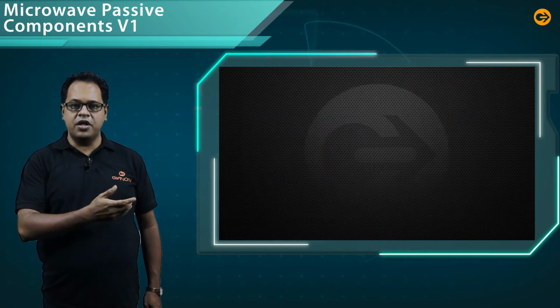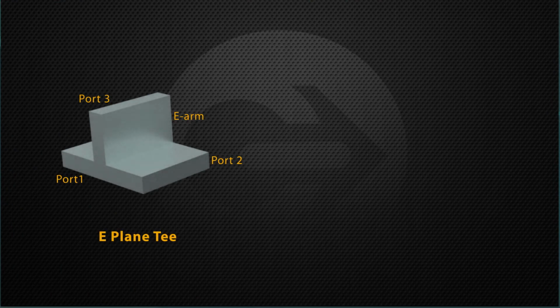Now, let us discuss the E-plane T. This E-plane T has 3 ports. Port 3 is the input port and port 1 and port 2 are the output ports. But a point to be noted: the outputs from port 1 and port 2 are opposite in direction. That means the signals from port 1 and port 2 are 180 degrees out of phase with each other. Now, let us discuss the S matrix of the E-plane T.